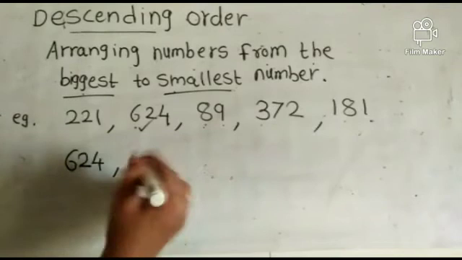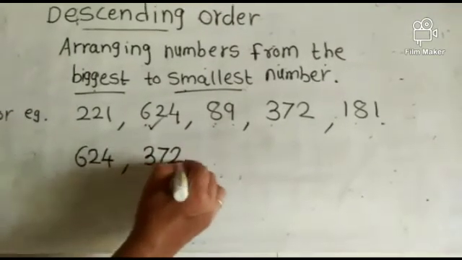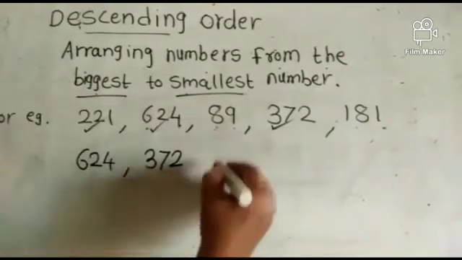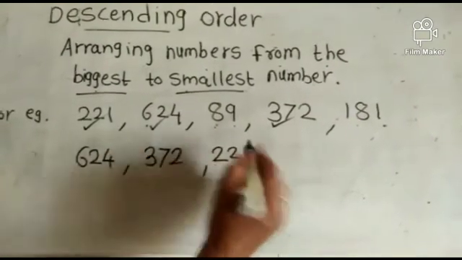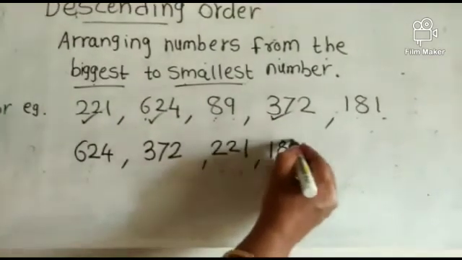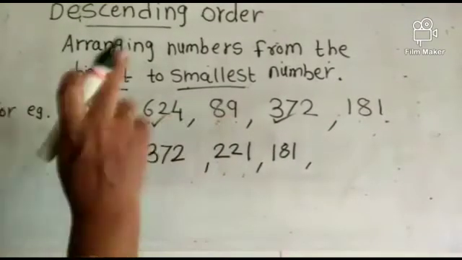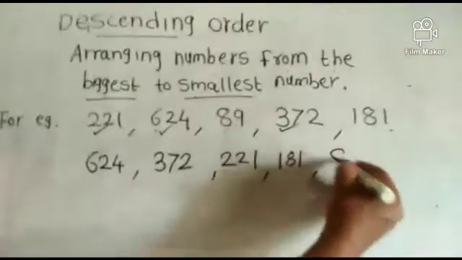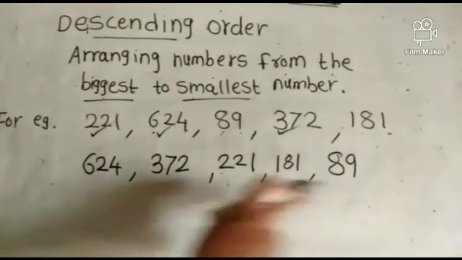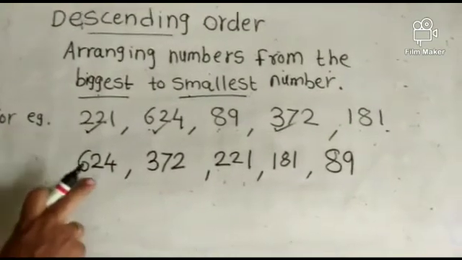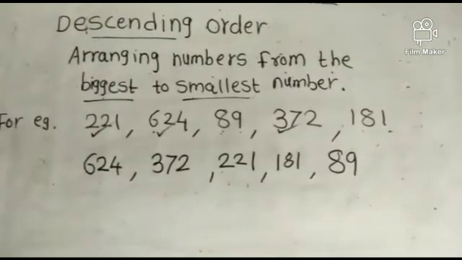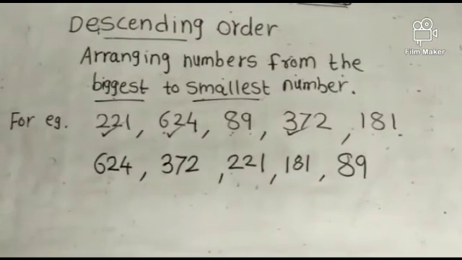Afterwards this number will come, 372, 300. Now here this number will come, 221, and then after 200 here 181, and last this 2-digit number is smallest number. 89 is the smallest number. Means we arrange these numbers from biggest to smallest order. This is descending order.